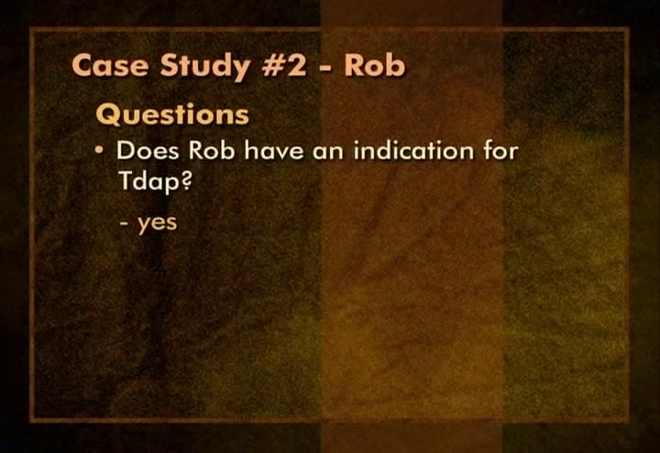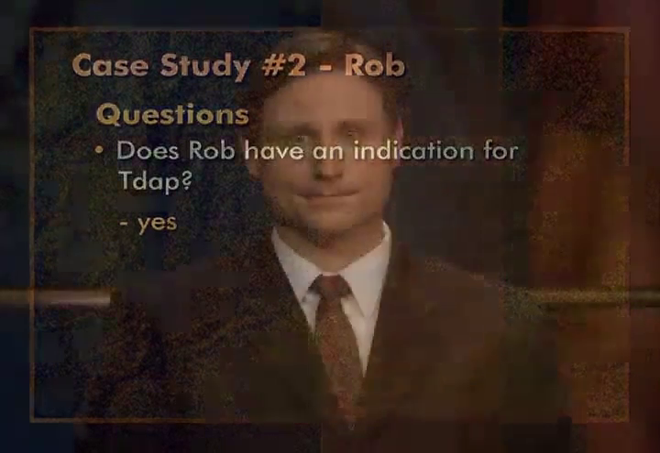Yes. In fact, he has several indications, including his age and occupation. He should receive Tdap and can receive either brand. Tdap is recommended universally for persons 11 years through 64 years of age, so Tdap is indicated on the basis of Rob's age. Recommendations for Tdap are driven in part by a need to prevent transmission of pertussis to children, especially young infants. For this reason, ACIP gives preference for Tdap vaccination of healthcare personnel. This is especially important for those who care for children, since they are at high risk for complications from pertussis.